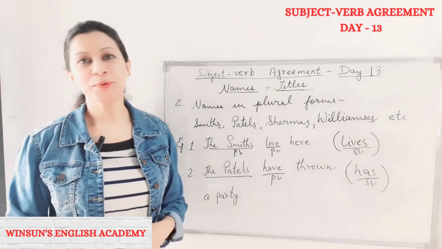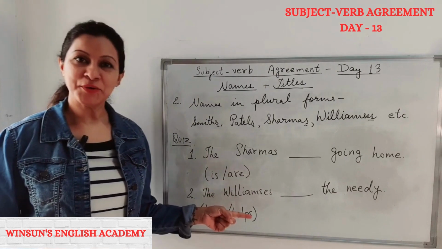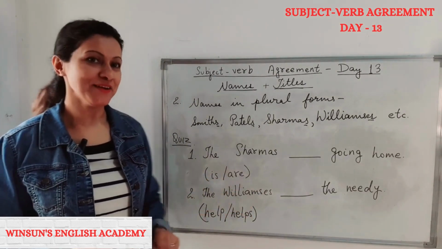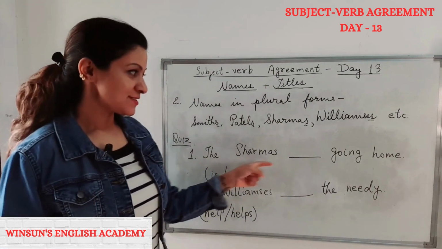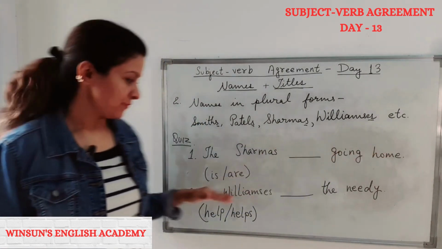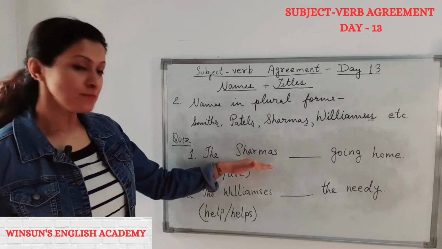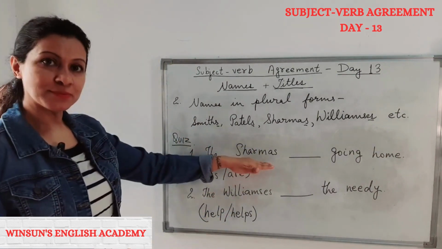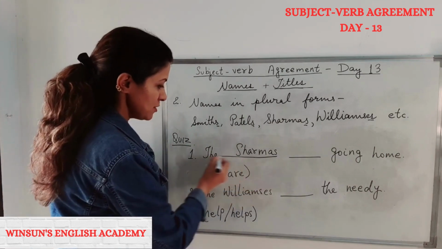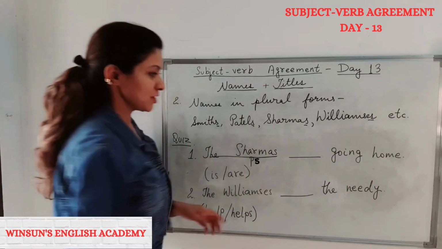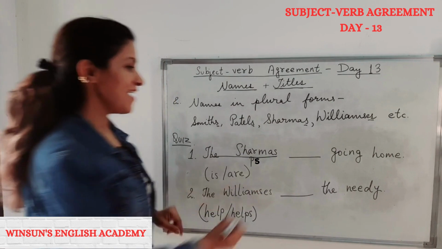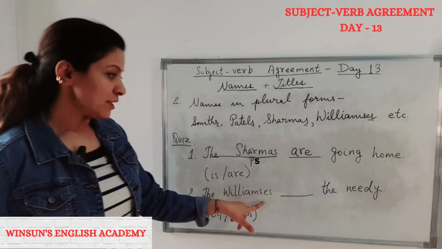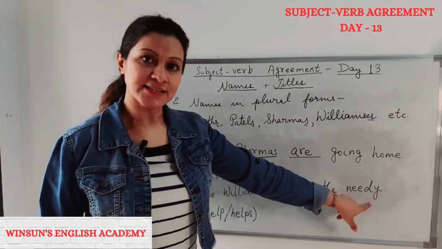Let's have a quick quiz now. Here are your questions. Pause the video, write the answers, then play the video to check your answers. The Sharmas dash going home, is or are? The Sharmas, referring to all the members of the family, so it's a plural subject. The Sharmas is the plural subject, so it will take a plural verb. Are, correct.